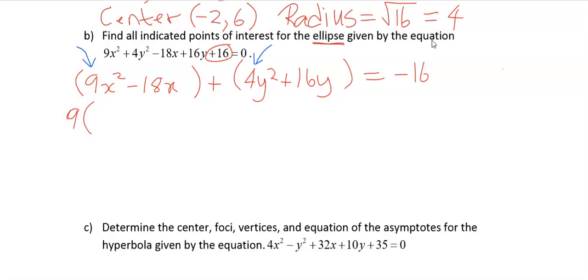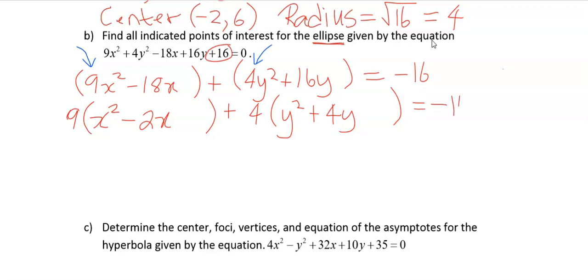So here we go. Let's take the 9 out in front. So I'm going to have x squared. Now negative 18x divided by 9. Remember, you're removing it as a factor. So that will become minus 2x. Now leave a little space because you're going to complete the square there next. And then I go plus 4 comes out in front of the second set of brackets. You have to divide both of those terms by 4. You're going to have y squared plus 4y. Leave a little space. Equals minus 16. Okay, so far so good.